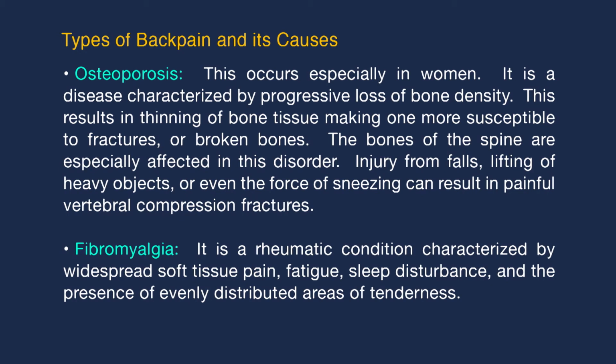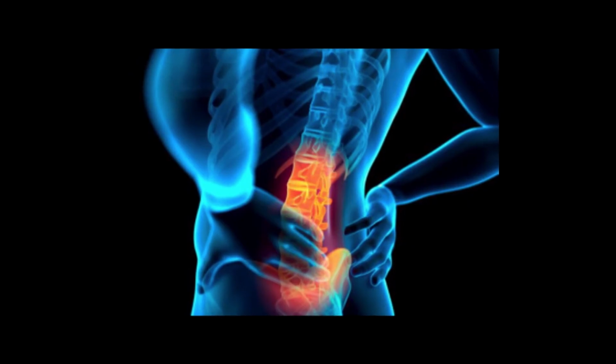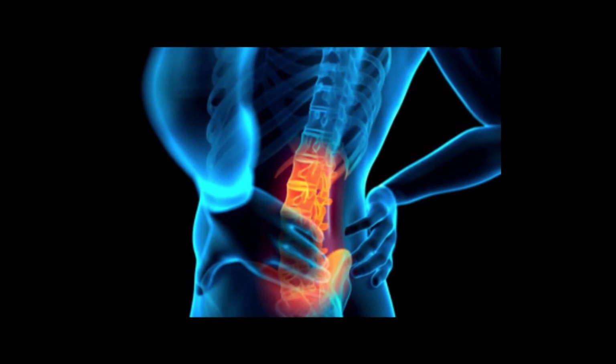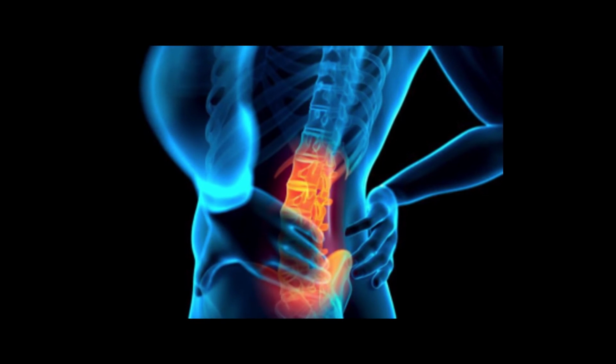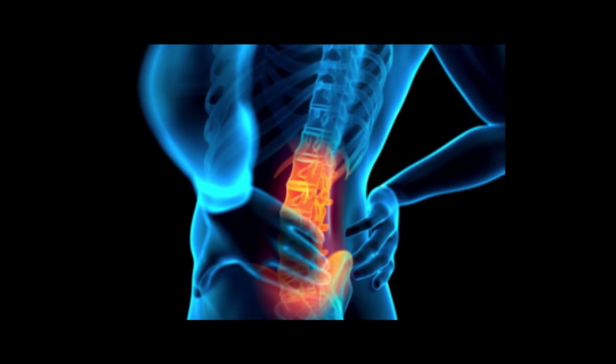Next is fibromyalgia. It is a rheumatic condition characterized by widespread soft tissue pain, fatigue, sleep disturbance, and the presence of evenly distributed areas of tenderness. A history of at least 3 months of widespread pain and tenderness in 11 or more of the 18 designated tender point sites is required in diagnosing this disorder.